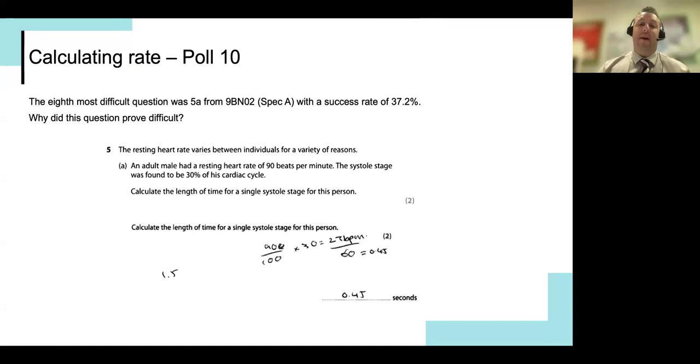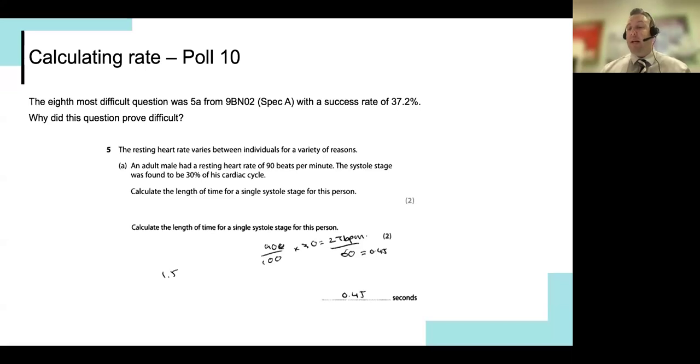The candidates were given the fact that an adult male had a resting heart rate cycle of 90 beats per minute. And it said that the systole stage was found to be 30% of the cardiac cycle. Calculate the length of time for a single systole stage for this person.